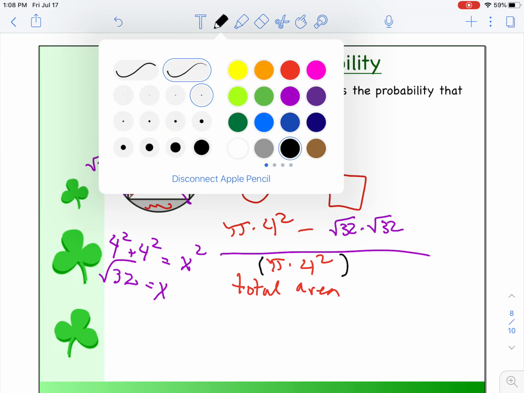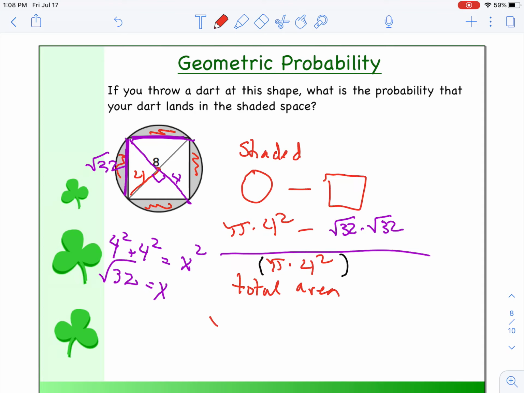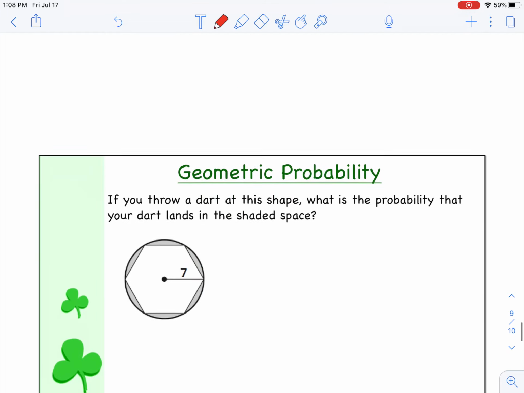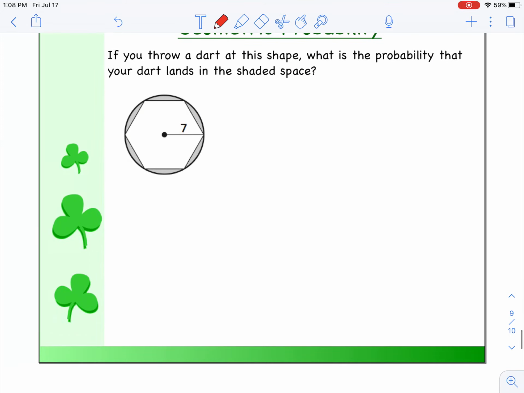Again, doing that on your calculator can be tricky, because if you entered it as is, you would need parentheses around that. So be careful, make sure you're not making simple calculator errors. Then we should get approximately 0.363, or 36.3%.